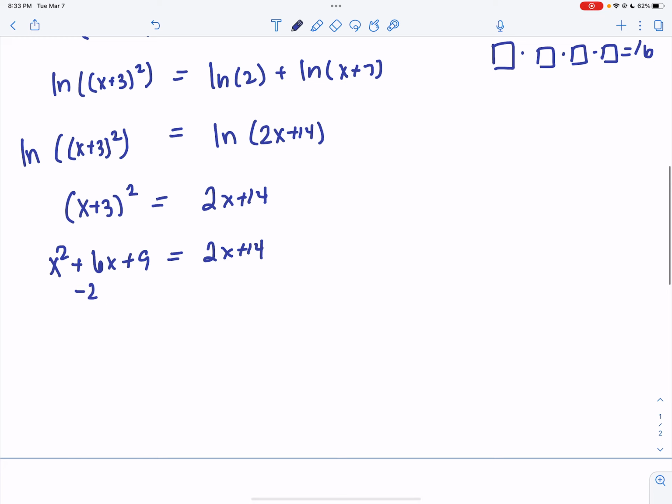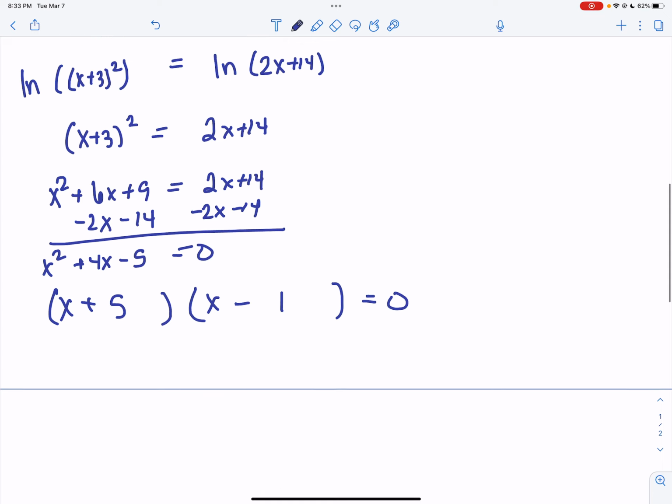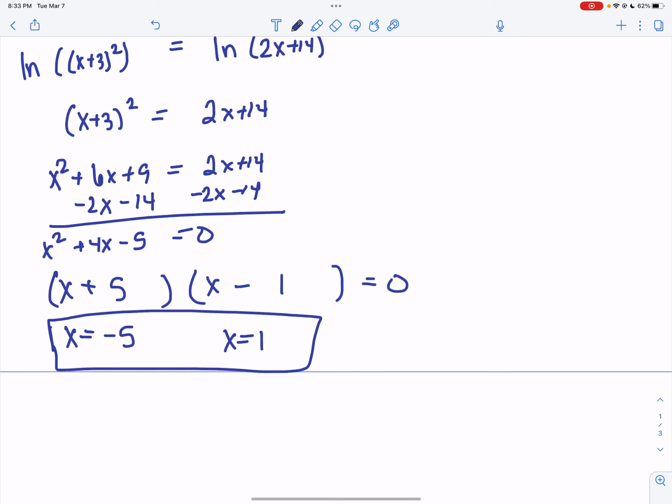Subtract 2x and subtract 14, so that the right side is 0. Now you have x squared plus 4x minus 5 is equal to 0. If I were to factor this, I'm going to get positive 5 and negative 1. And if I set each factor equal to 0, I'm going to get negative 5 as an answer and 1 as an answer.